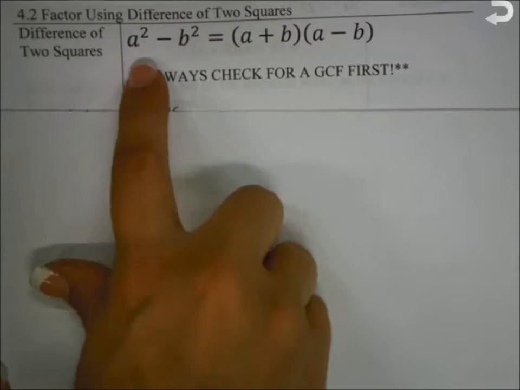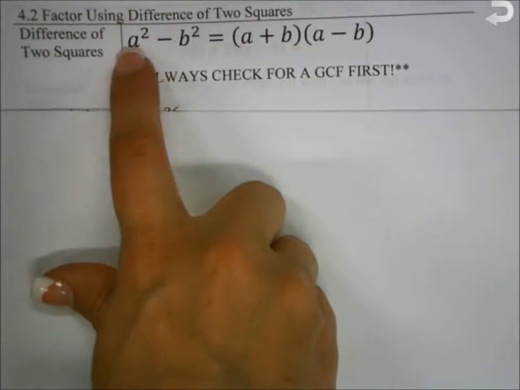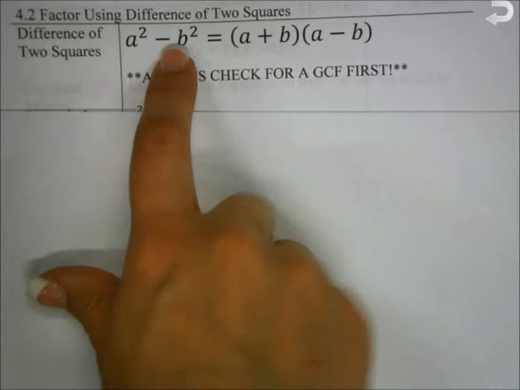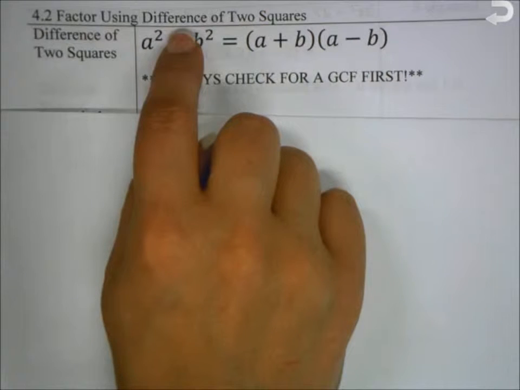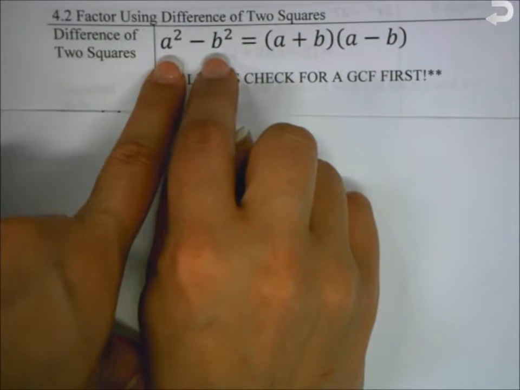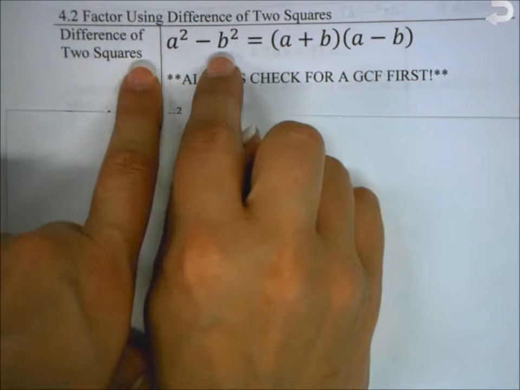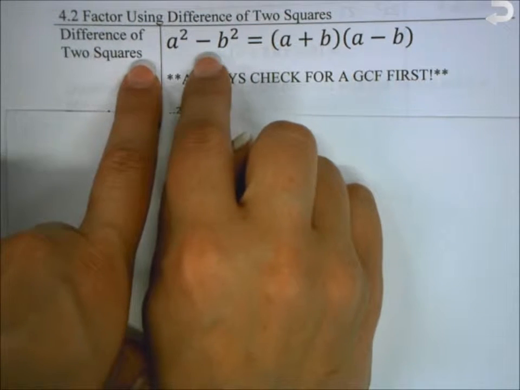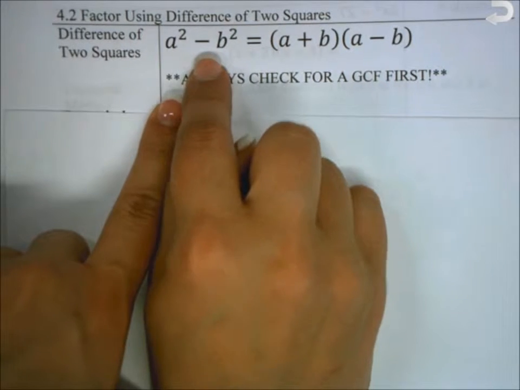So if you have A squared minus B squared, this is where we get the term difference of two squares. Minus means difference, right? And how many squares are we subtracting? Two of them. Both terms must be perfect squares. They must be being subtracted. And here is our rule.